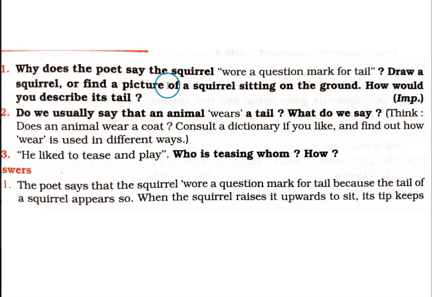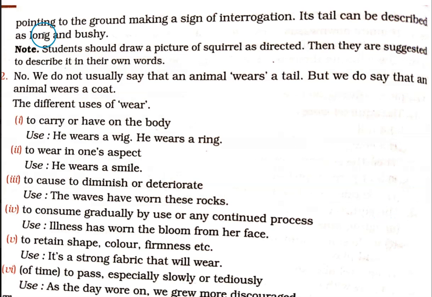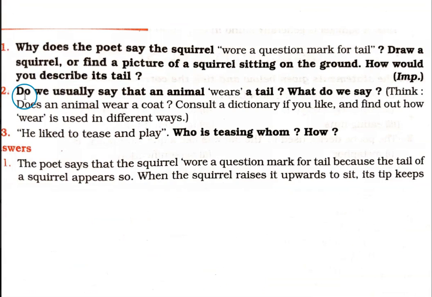Why does the poet say the squirrel wore a question mark for tail? The poet says that the squirrel wore a question mark for tail because the tail of a squirrel appears so. When the squirrel raises its tail upwards to sit, its tip keeps pointing to the ground, making a sign of interrogation. Its tail can be described as long and bushy. Now this is the second question. Do we usually say that an animal wears a tail? What do we say?